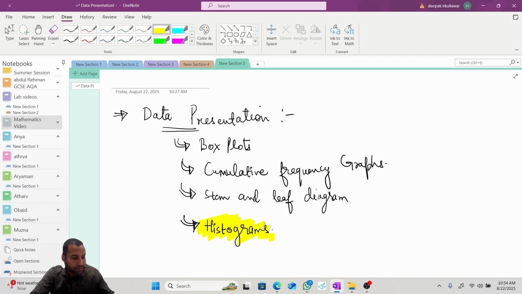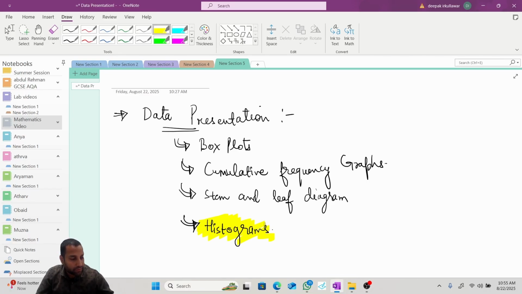A histogram is generally used for displaying grouped continuous data, whereas the bar chart, which you all know, is used for discrete or qualitative data. In a histogram you have grouped continuous data, and there will never be any gaps between the bars of adjacent groups. In a bar chart there can be a gap, but in a histogram gaps are not allowed between the bars of adjacent groups.